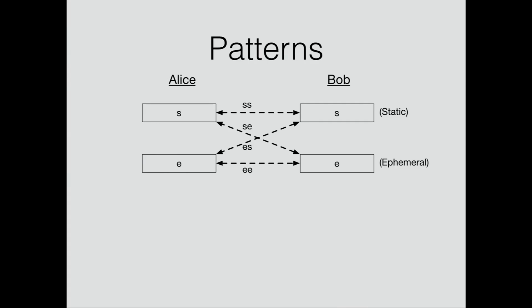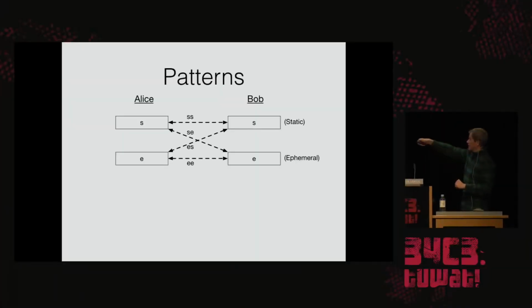And the only Diffie-Hellman operations they can do are these four involving some combination of their keys, which you can just read from left to right. So they can do the static Diffie-Hellman. They can do Alice's static to Bob's ephemeral, which sort of authenticates Alice. They can do Alice's ephemeral to Bob's static, which authenticates Bob. Or they can do this EE Diffie-Hellman for forward secrecy.